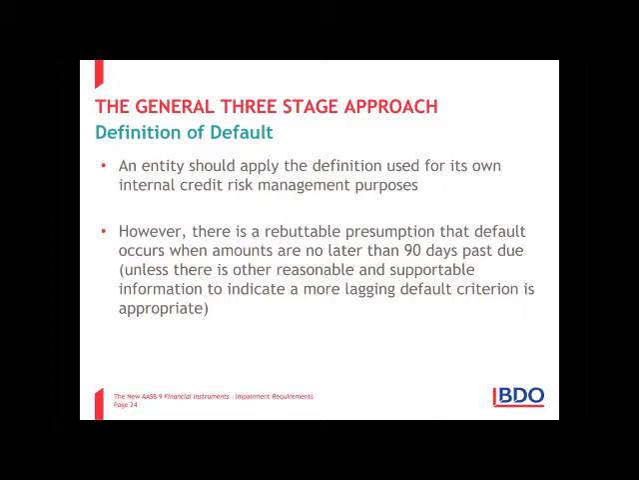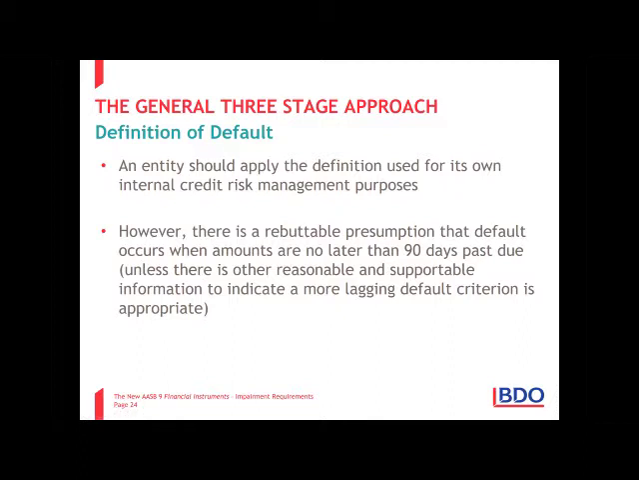So an entity should apply the definition used for its own internal credit risk management purposes. So how does the entity define a default? However, AASB 9 says there's a rebuttable presumption that default occurs when amounts are no later than 90 days past due, unless there's other reasonable and supportable information to indicate a more lagging default criterion. So as soon as it's 90 days past due, we are assuming it's a default. 90 days past due, a default, and that's a rebuttable presumption.